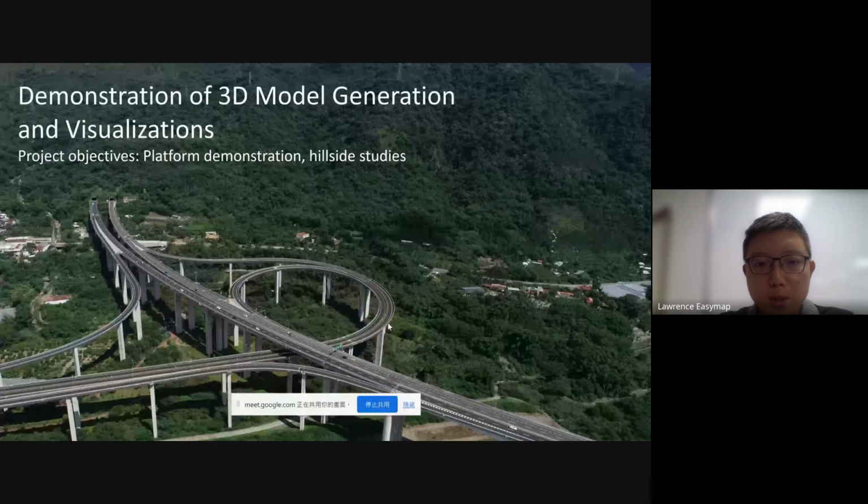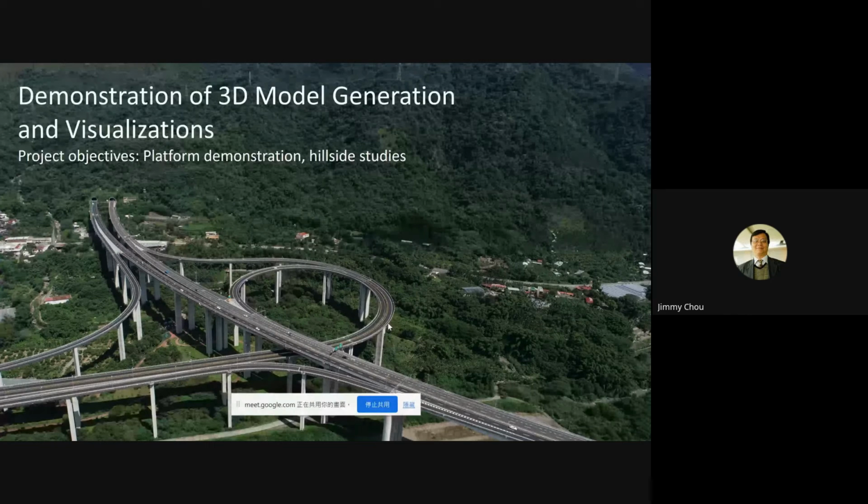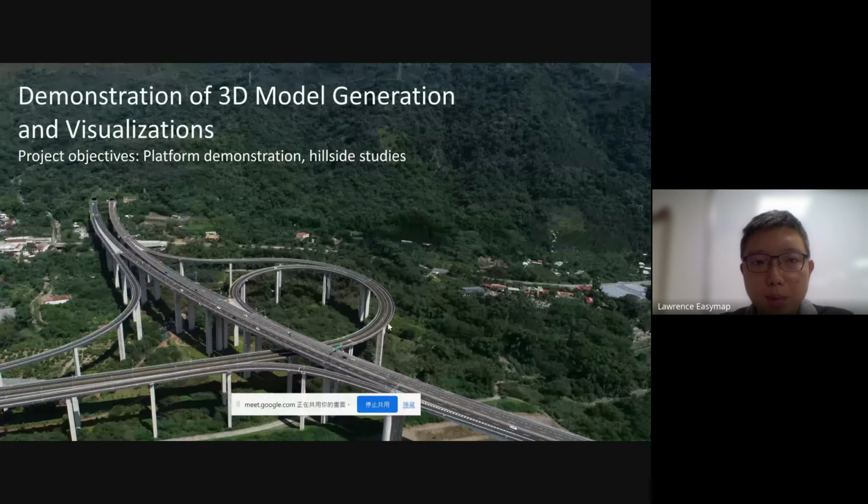And this is very interesting because if they want to do some measurement, it means that we need to do it very precisely and with high accuracy, and we need to make a very beautiful model. So the project objective is to make the model to demonstrate on the platform and also for some hillside studies.